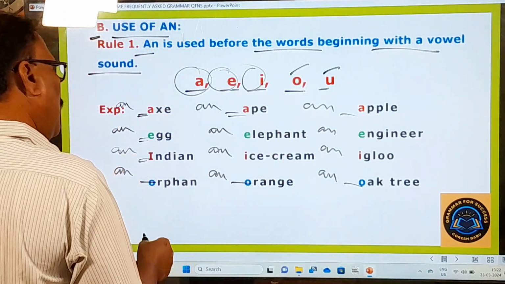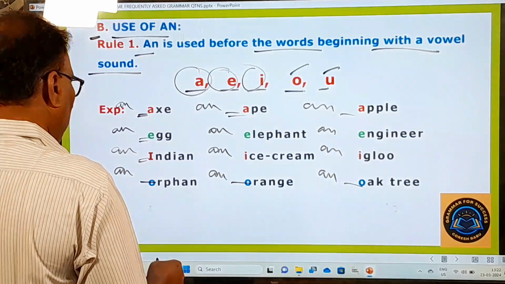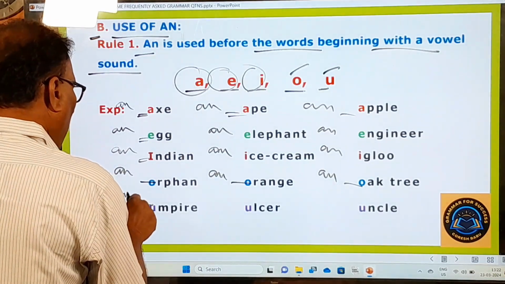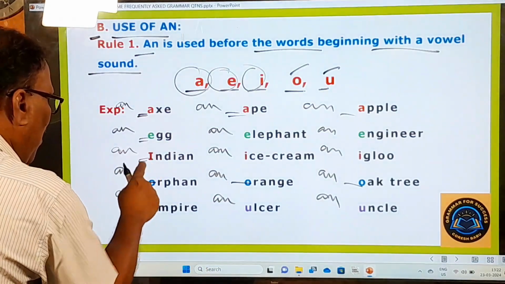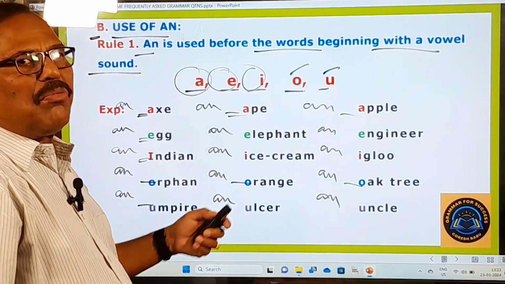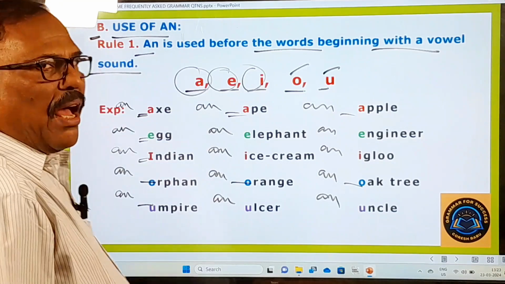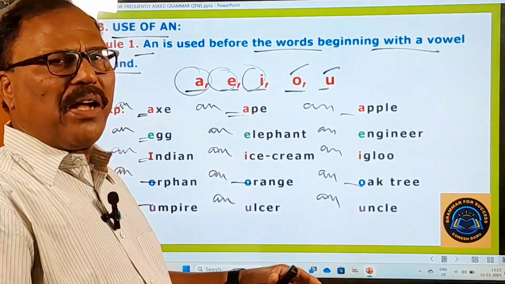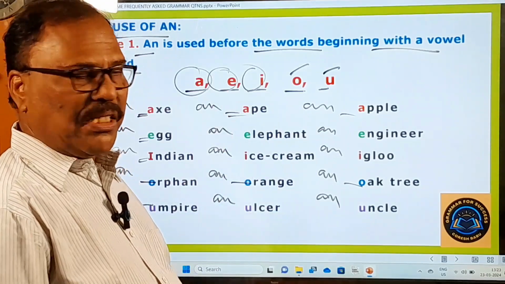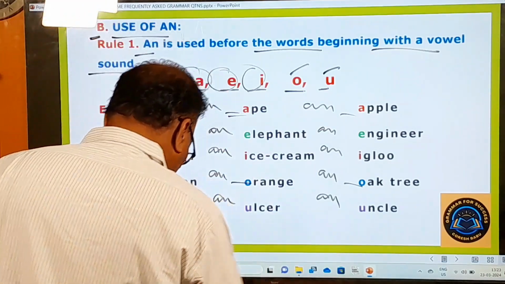And U is there. U is a vowel sound whenever it gives the A sound: an umpire, an ulcer, an uncle. So in this way, examples of A, E, I, O, U are given. These are all the vowel sounds. Before a vowel sound, we have to use an. Before a consonantal sound, a. This point you have understood in these slides. Now let's move on to the next slide.